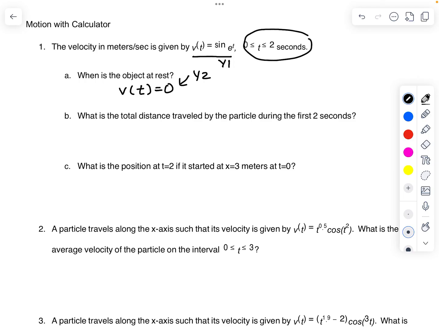Notice I only care about time from 0 to 2, so you can set your window up accordingly. And it only happens at 2 places. These are my 2 values of t.